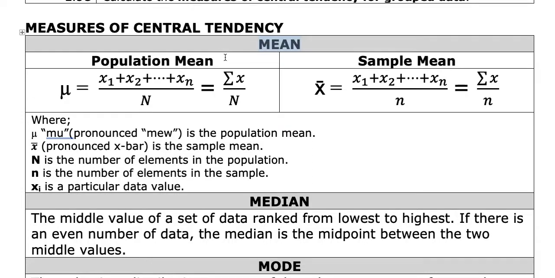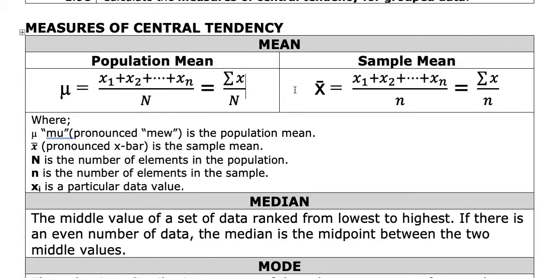The mean, we have two different types of means. If we're taking the mean of a population, there are special symbols that are used for this situation. So mu is a Greek letter which represents the mean of a population. And we're still going to do the same thing as before. We're going to add up all of the values in the set and then divide by capital N, the number of elements in the set.